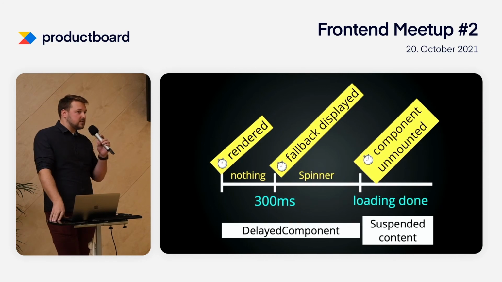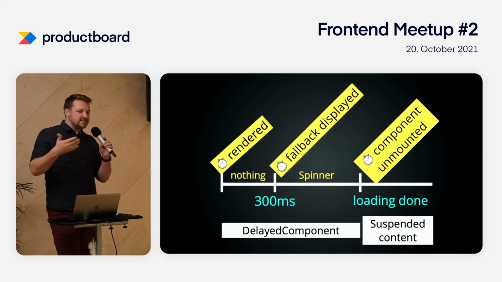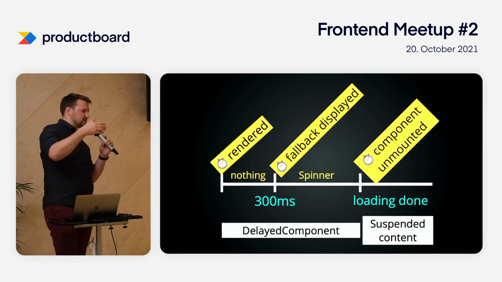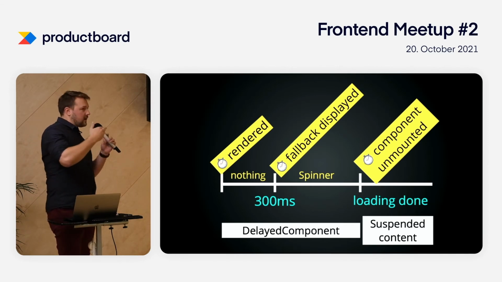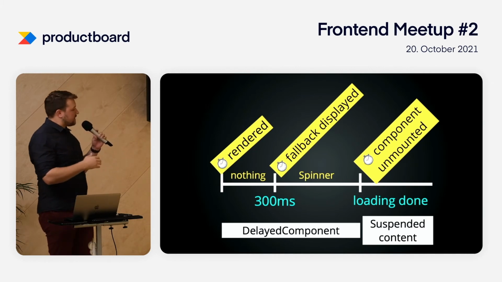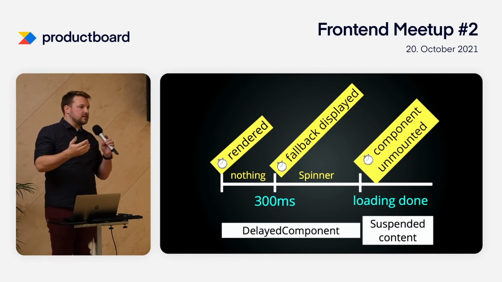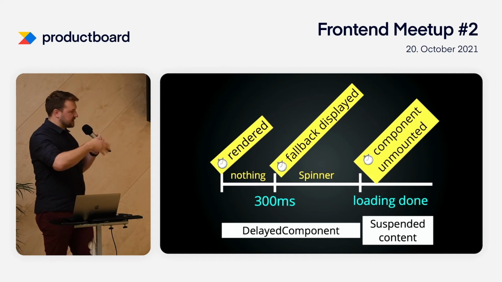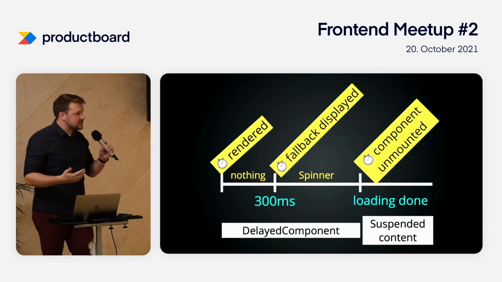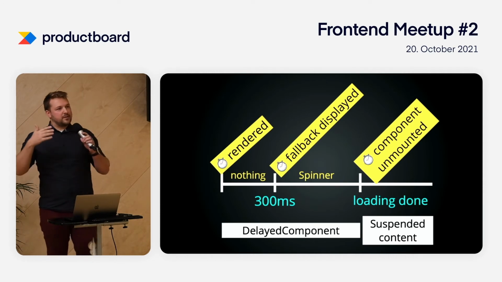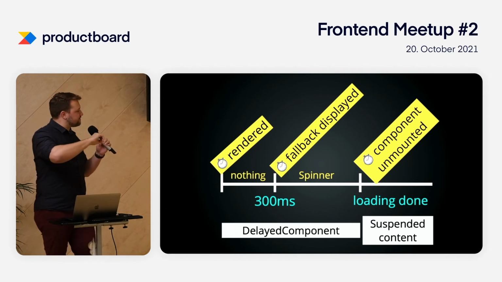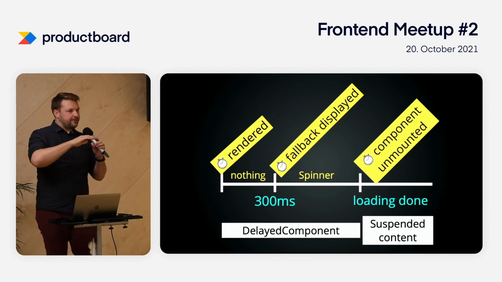Because in this delayed component, there are these three events. The first one is obviously that it's being rendered. That's when Suspense renders it. Then we have 300 milliseconds when we do nothing, and then we show the spinner, right? So that's the second significant moment of the delayed component. And the last one is when the delayed component is unmounted, because that means that Suspense reacted to the fetching being complete.